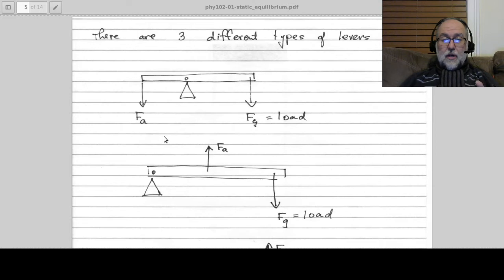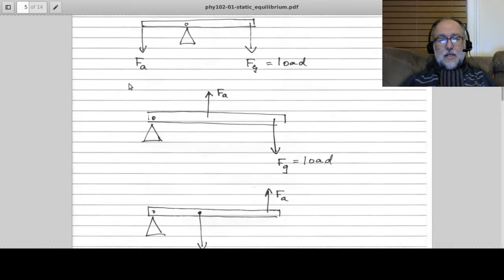The first type, I don't remember, I think they're called types A, B, and C. I don't remember, but it doesn't matter. It's not important that you remember the labels. This is the type that we just did. Here the fulcrum is in the middle, the applied force is at one end, and the load is at the other end. So the applied force and the load are on opposite sides of the fulcrum, which is in the middle. Okay, so this is one type of lever, the one that we just did.